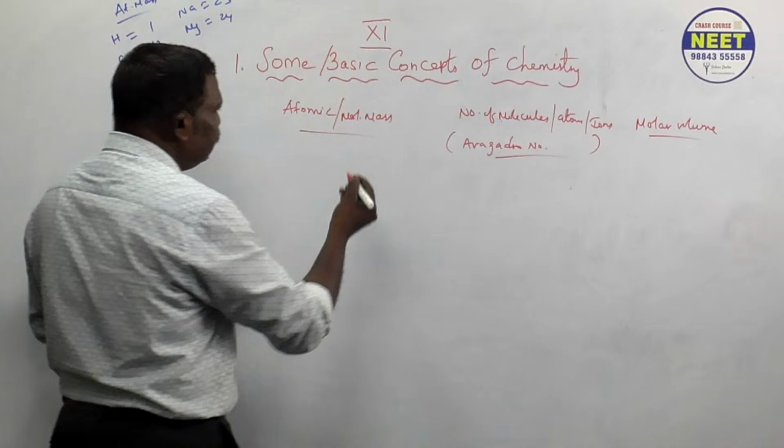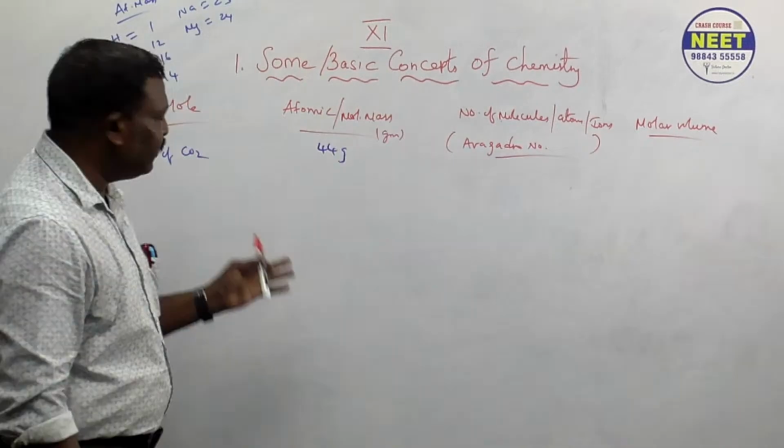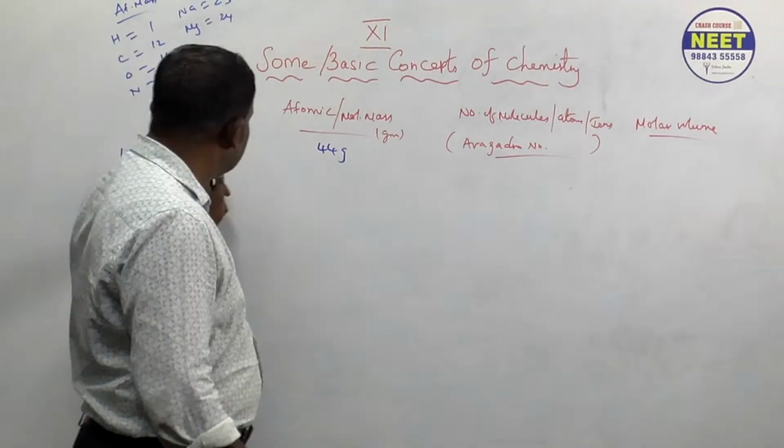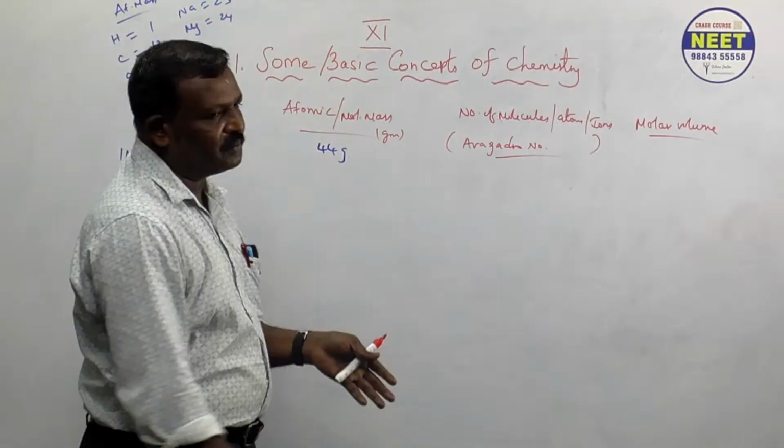Not only carbon dioxide. It may be sodium or sulfur dioxide. Any substance. 1 mole of any substance contains how many molecules? If you take a molecule, it is a molecule. If it is an atom, then it is an atom. If it is ions, then it is ions. Understood? 1 mole of any substance contains some number of molecules. That is what? Avogadro number.